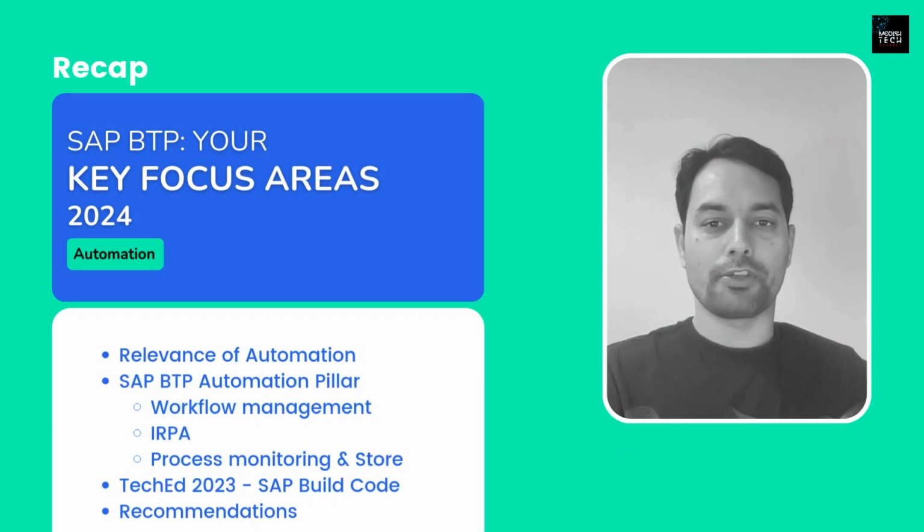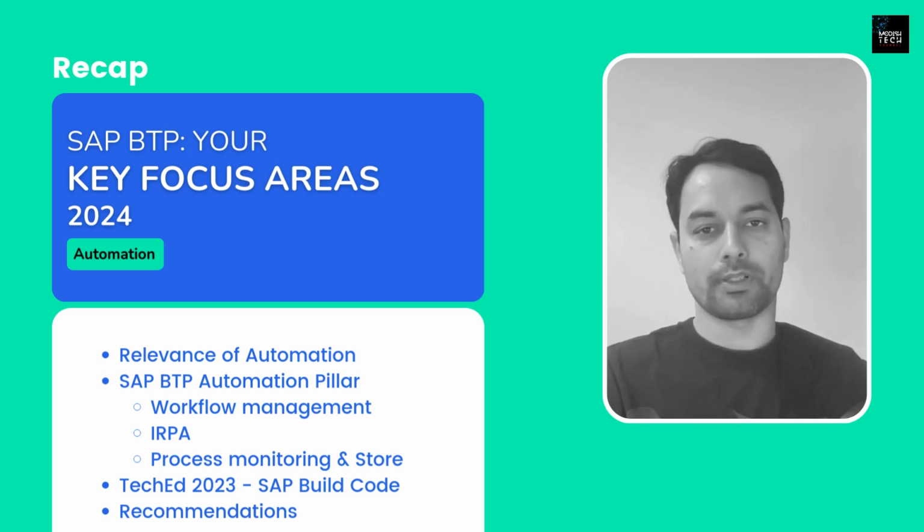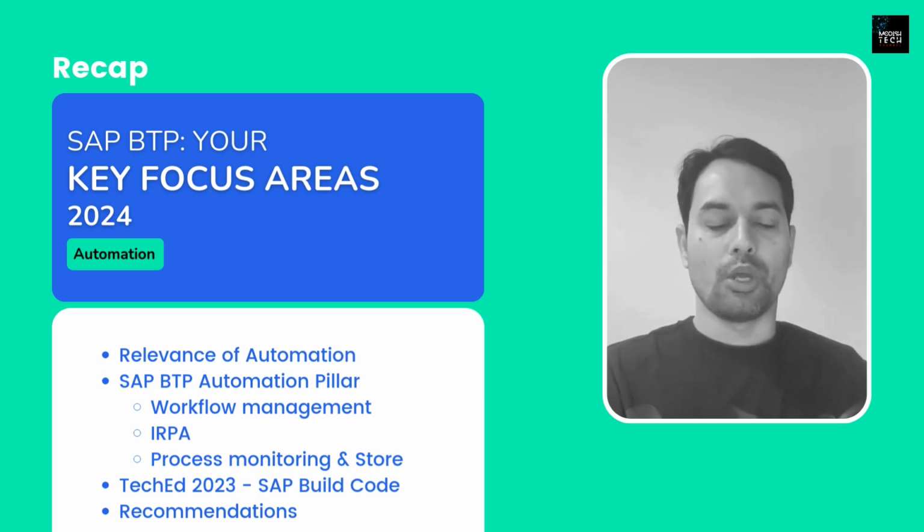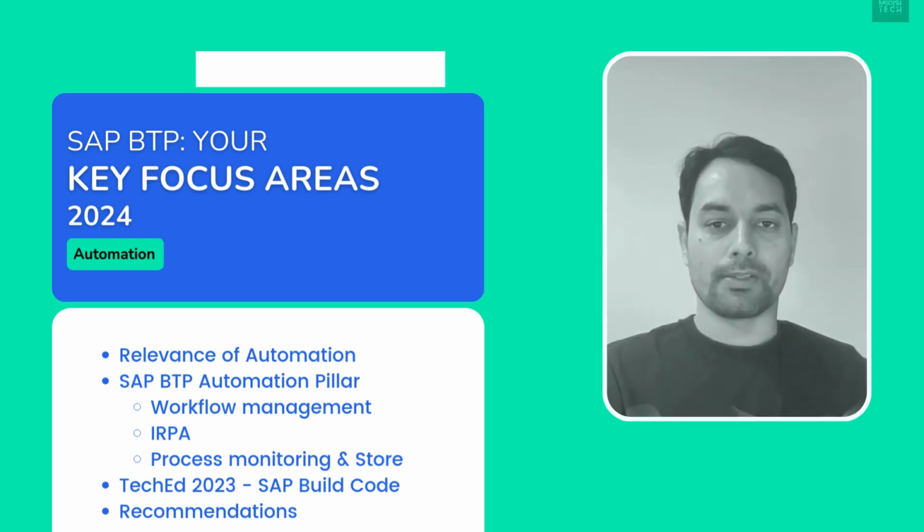In the episode focused on automation pillar, we actually looked at different capabilities of the automation pillar, like the workflow management, intelligent robotic process automation. We also saw the process monitoring and the stores where we have the pre-built content. If you have not watched that episode, there will be a link on this screen which will pop up. We also had the TechEd 2023 announcements, where we saw how SAP Build Code will be generating the process flows for you. And lastly, we had some recommendations.